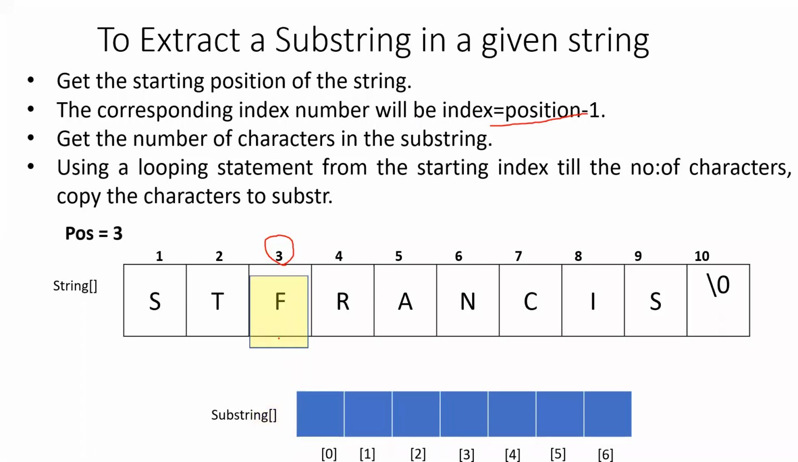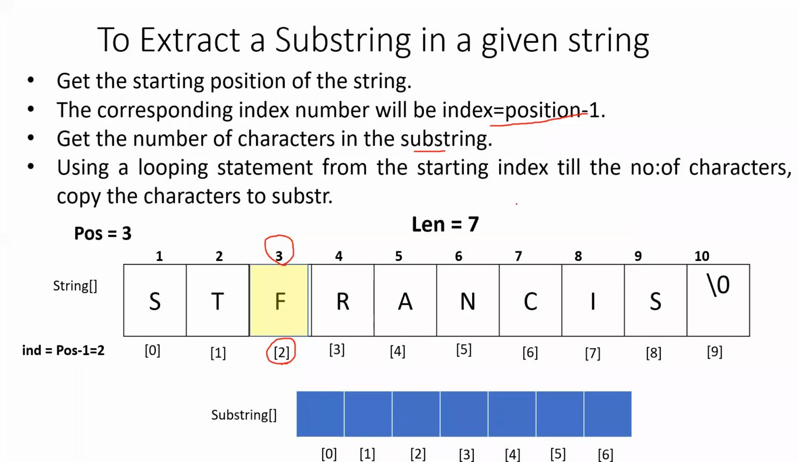So you will be getting the index number as 2, right? Index number of the substring, or the corresponding position 3, is 2. Now get the number of characters in the substring. So you will be asking the user to enter the length. Length of the substring will be entered as 7, right? Now using a looping statement, either you can use a for loop or a while loop, from the starting index till the number of characters, copy the characters to the substring.